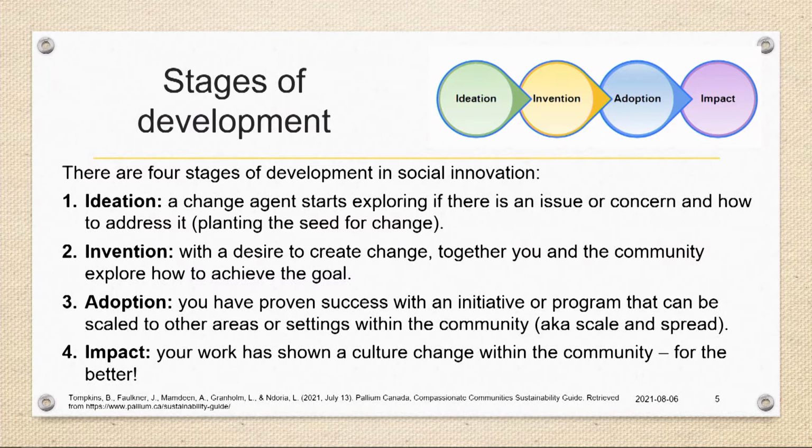Then you move through to adoption. And so adoption itself, this is where you may have a great program, you may have a great initiative. It can be simple or it can be quite complicated. But if you have something that's strong and you're seeing success and you're getting positive feedback, you maybe want to look then at scaling and spreading this, right? So that may mean scaling and spreading within the community. It also could potentially look at scaling and spreading to other communities.